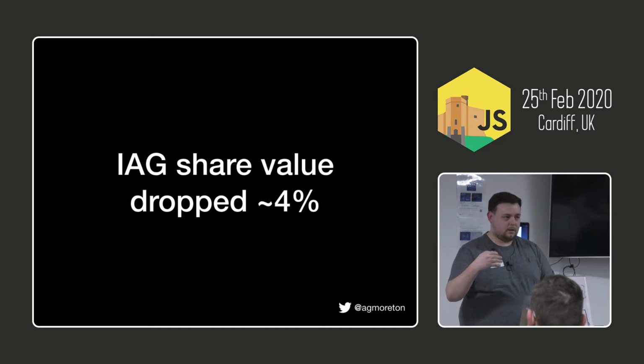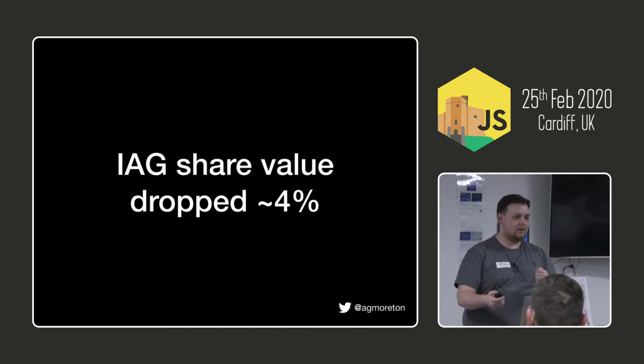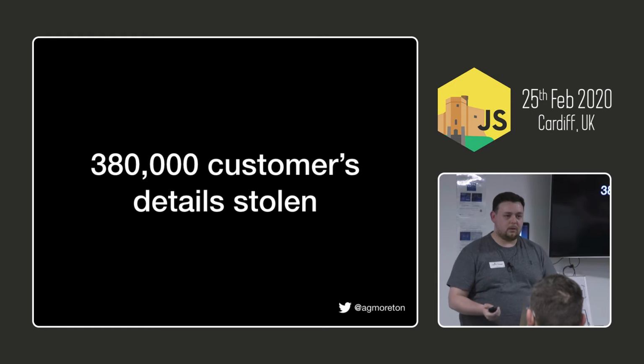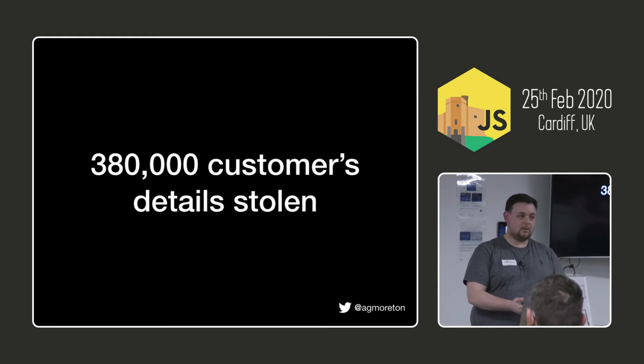IAG, the parent company of BA, they saw a fairly substantial share valuation drop. It had actually been declining more than that as this whole saga had been going on, and British Airways weren't really saying very much to the media, they weren't really saying very much to their customers, and they were seeing this hit in the market the longer and longer it dragged on for. But really, the number that matters the most, I think, is this one. 380,000 customers had their details stolen.